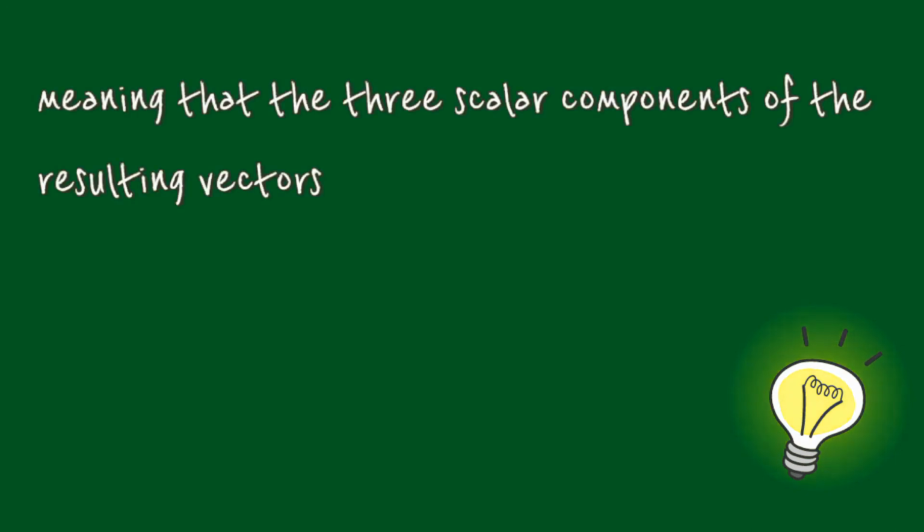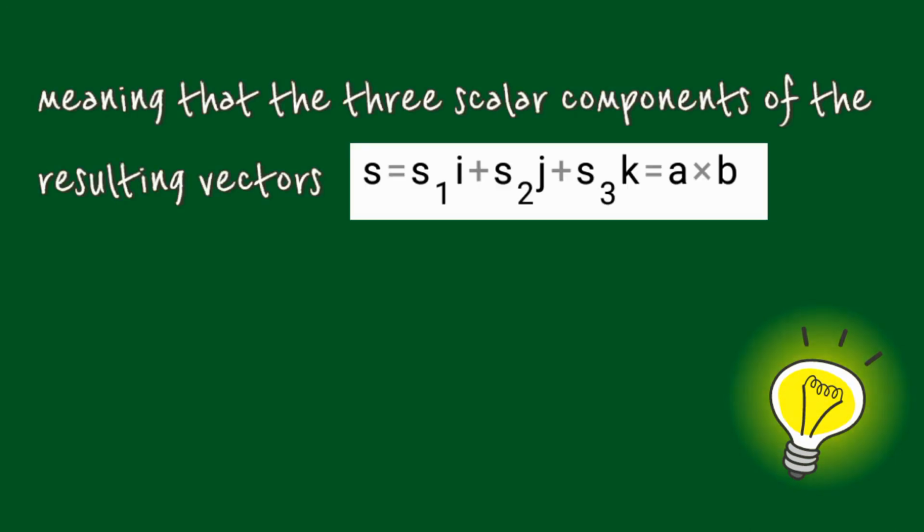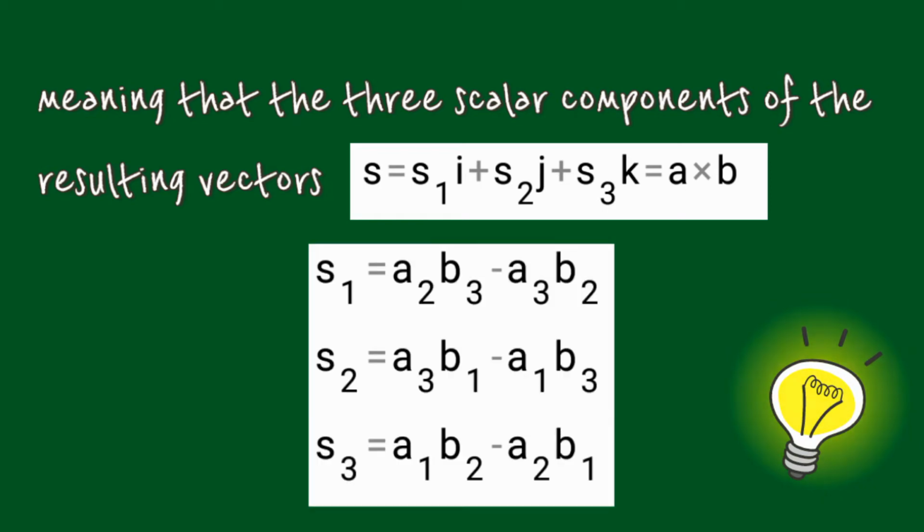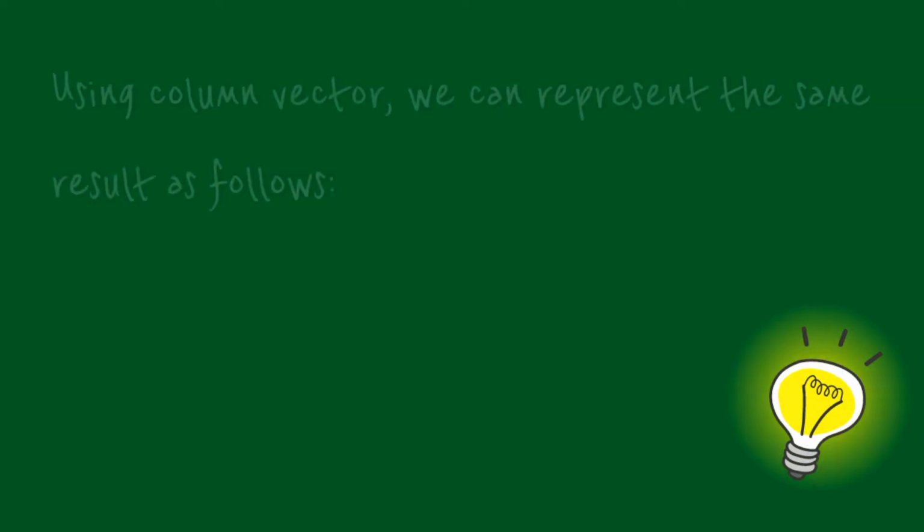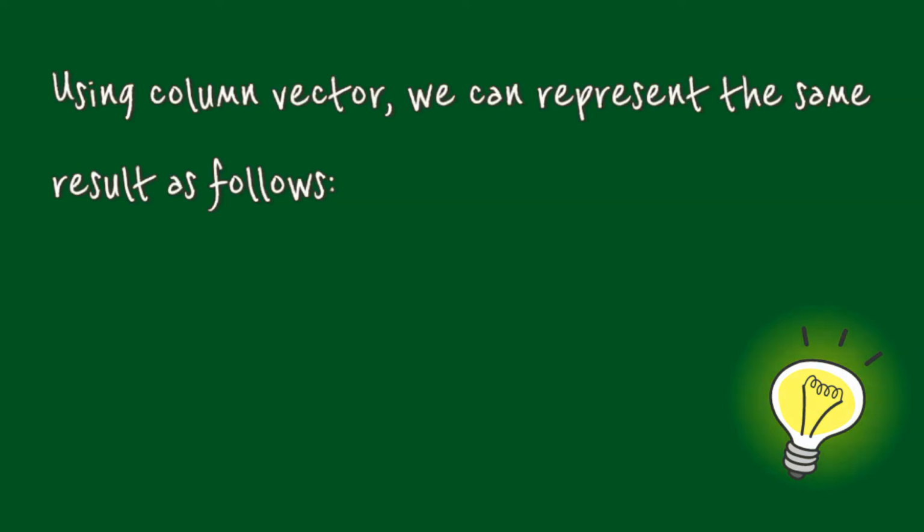Meaning that the three scalar components of the resulting vector S, which is equal to S sub 1 i plus S sub 2 j plus S sub 3 k, is equal to A cross B, where S sub 1 is equal to A sub 2 B sub 3 minus A sub 3 B sub 2, and S sub 2 is equal to A sub 3 B sub 1 minus A sub 1 B sub 3, and S sub 3 is equal to A sub 1 B sub 2 minus A sub 2 B sub 1. Using column vectors, we can represent the same results as follows.